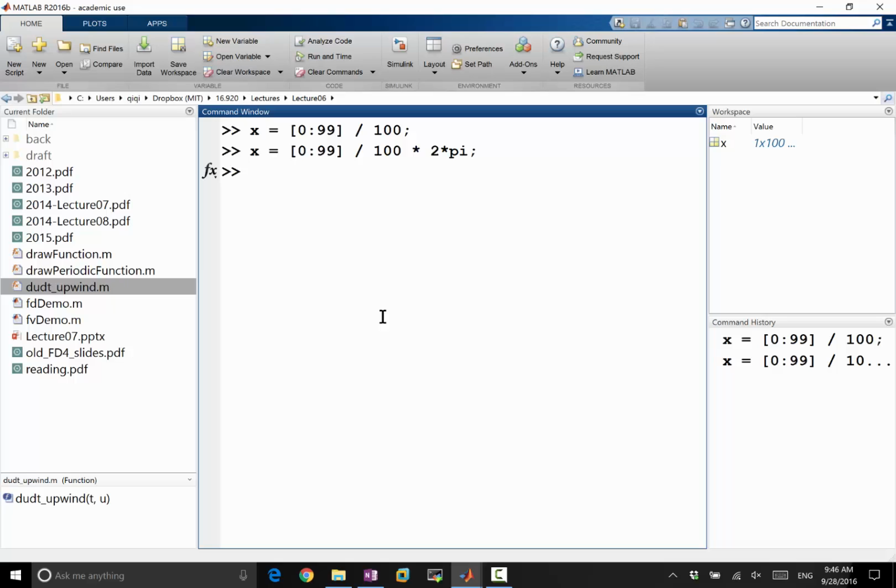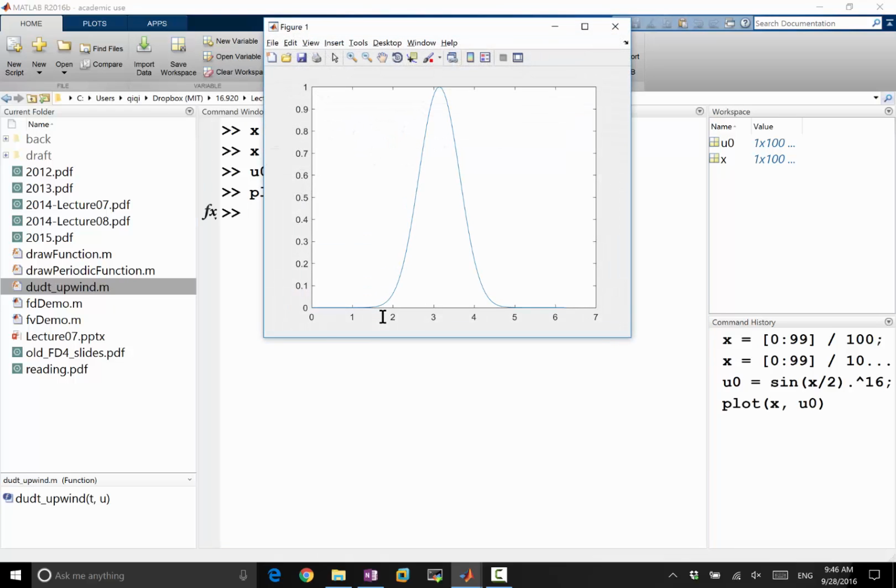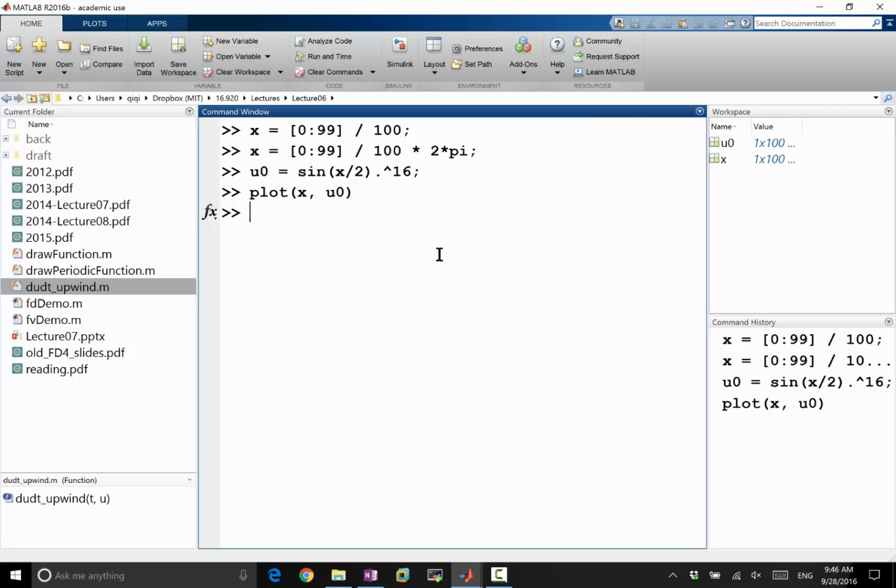And the way we start, what kind of function do we want to start with? Let's just start with a bump and see how the bump evolves. An easy way to make a bump is to take a sine function: sine of x over 2. So x goes from 0 to 2 pi, so x over 2 goes from 0 to pi. So a sine bump, let's take it to the 16th power. Okay, so if you plot x and u0, you see a bump. That's also a periodic function. All right. Okay, so now we have our initial condition.